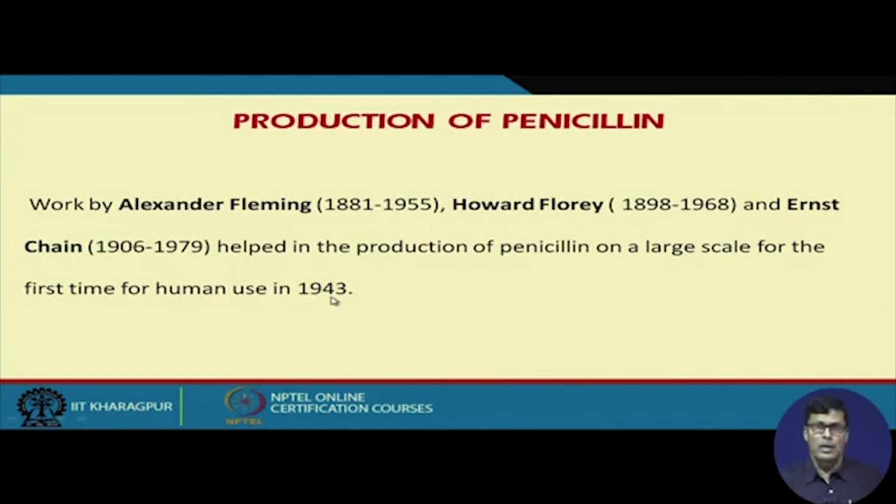in 1943. Now here I want to point out that in India, Sarabhai Chemicals is one company that produces penicillin through this fermentation process, and they use Penicillium chrysogenum for the production of penicillin.